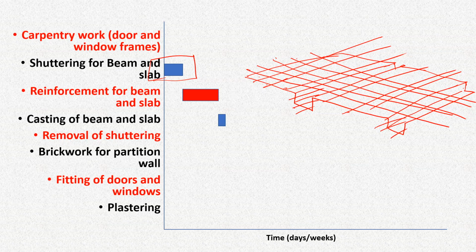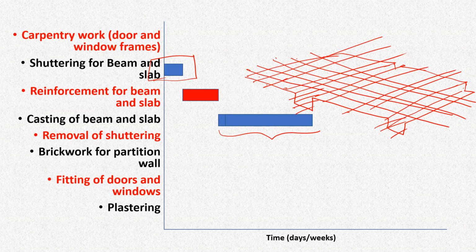So casting of beam and slab generally takes a very short time, maybe 1 or 2 days. If it's a very large slab, we may do it over 3 or 4 days. But after that, we'll have to wait for 20 or 21 days. So that means during this whole period, no other work can be carried out. So it's advisable that you engage all those workers for some other project or maybe some other part of the work if available.